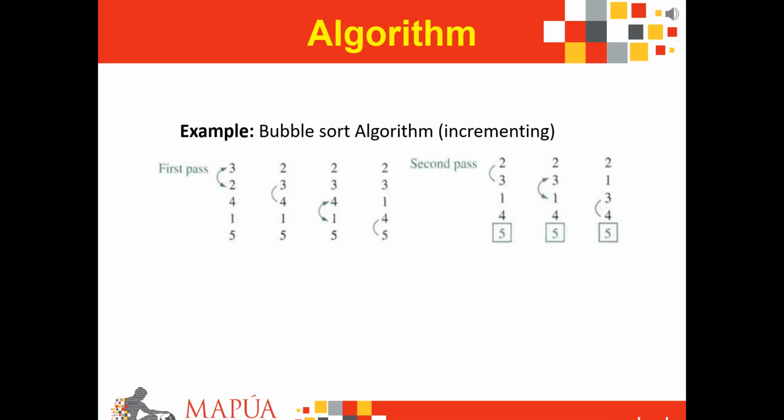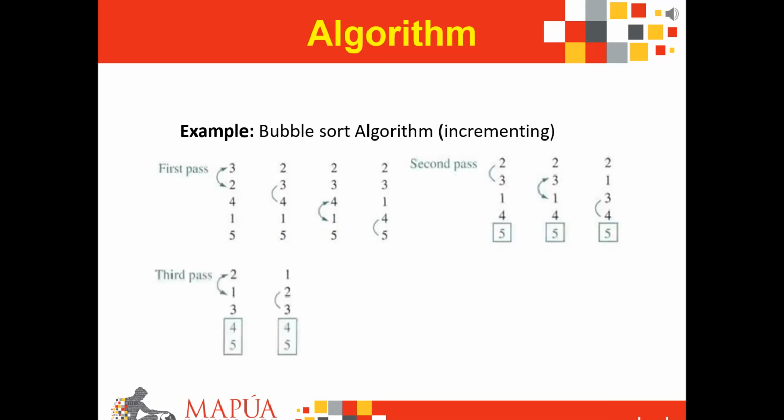So again, checking the first two adjacent numbers if they are in the correct order, and checking 3 and 1, they are in the wrong order, therefore swapping is done. And then checking the next adjacent values, which are 3 and 4, they are in the correct order. Therefore, no swapping is done. So by the end of the second pass, the values are now arranged as 2, 1, 3, 4, and 5. And in this case, 4 is now locked into position.